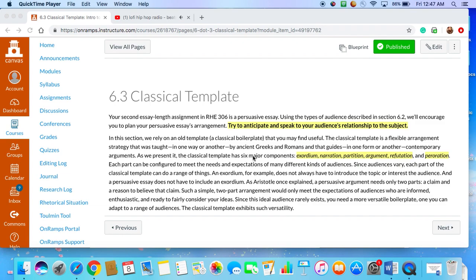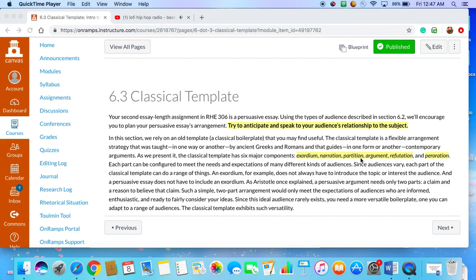So the 6 major components of the classical template are the exordium, the narration, the partition, the argument, the refutation, and the peroration. These 3, the exordium, narration, and partition, are all going to be part of your introduction. What I'm going to do is tell you about each of them, and I'm going to be showing you an example using a piece of literary analysis.